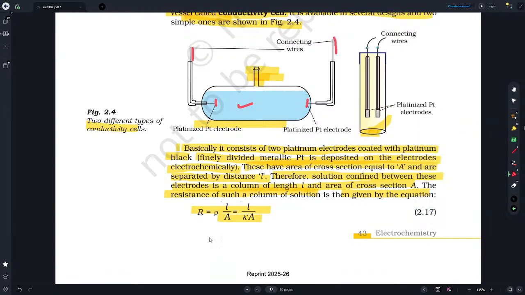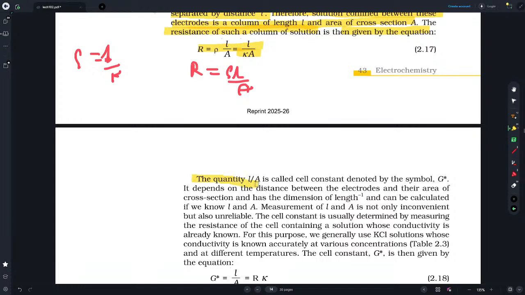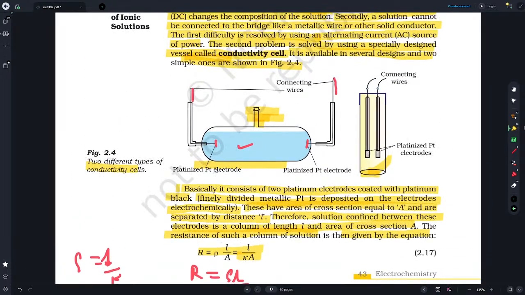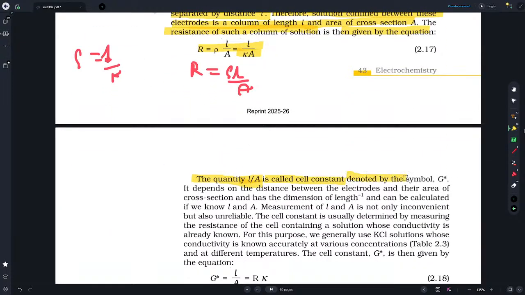We know that resistance equals rho L by A, which is the basic formula, and rho equals 1 by conductivity. As such, this formula is found. The quantity L by A, which is length by area, is called the cell constant. As we see here, in the conductivity cell, the length and area can be considered a constant denoted by the symbol G star.